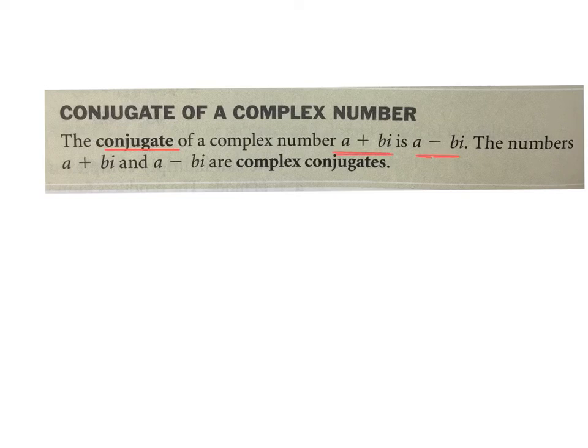Conjugate just means you're changing the sign on the imaginary part. Okay? A plus bi, a minus bi. If I saw 4 plus 2i, the conjugate would be 4 minus 2i. Okay, just change the sign on the imaginary part.